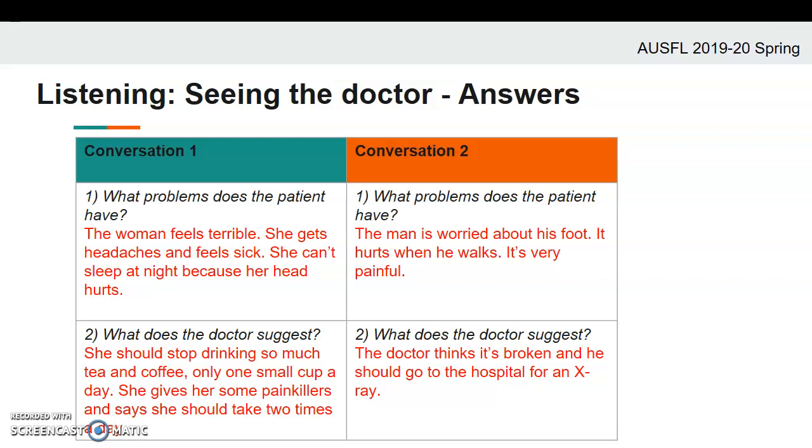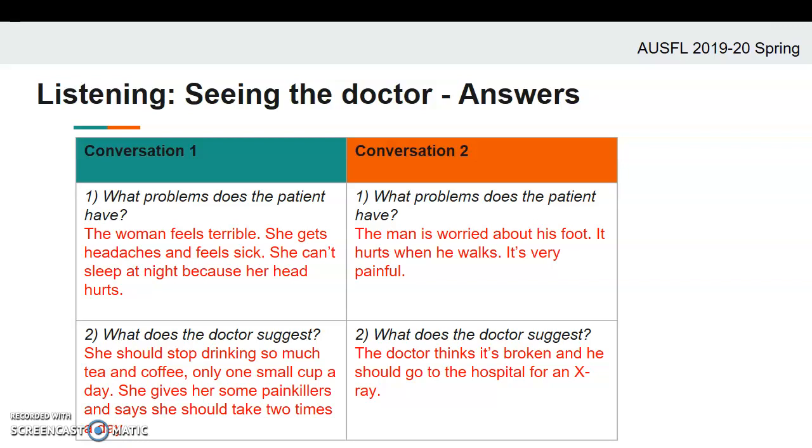Okay, let's go over the answers together. In conversation 1, the first question is, what problems does the patient have? The woman feels terrible. She gets headaches and feels sick. Sick means ill. She can't sleep at night because her head hurts. And what does the doctor suggest? She should stop drinking so much tea and coffee. Only 1 small cup a day maybe. She gives her some painkillers for the headache and she says she should take 2 times a day.